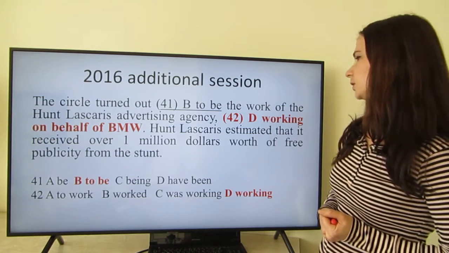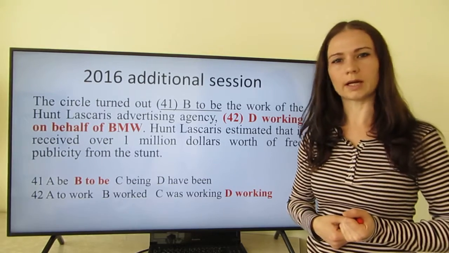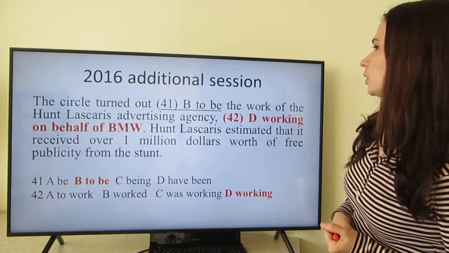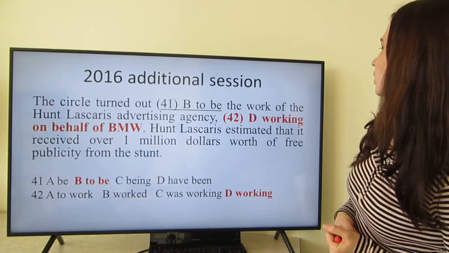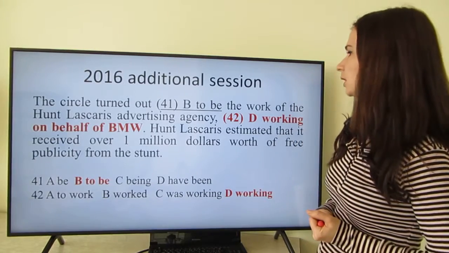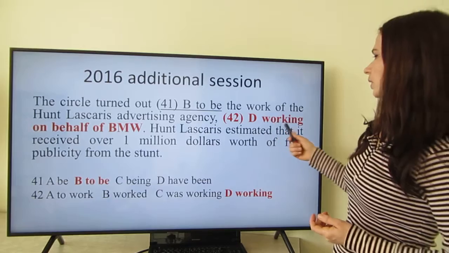Gap 42, it's a participle clause. The action is active. Let's check. Advertising agency, which works on behalf of BMW, which works. So the action is active, that is why ing form.